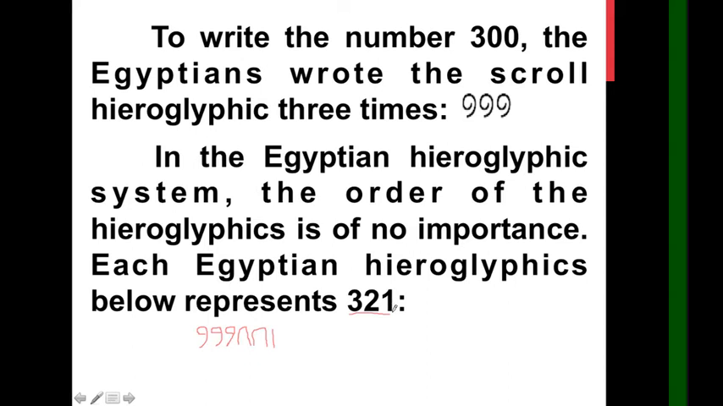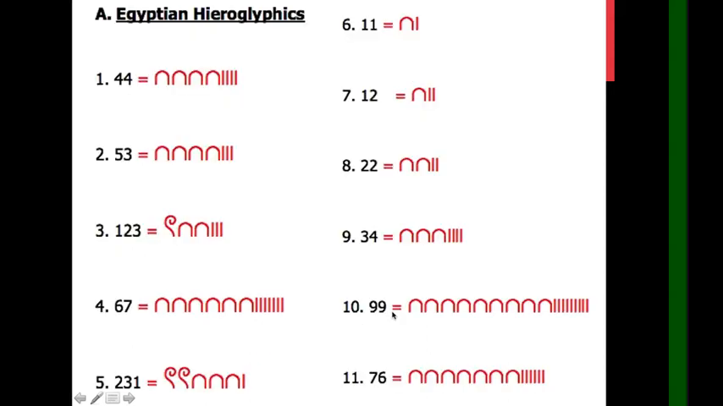So, ganun siya isusulat. So, I prepared different examples here. So, for number 1, halimbawa, 44. So, apat na tig-10 at apat na tig-1, ones. 53, limang, actually, there's something wrong here. I think kulang siya. Limang horseshoe at saka tatlong stick. 123, isang coil, this is 100, at dalawang horseshoe, tatlong stick.